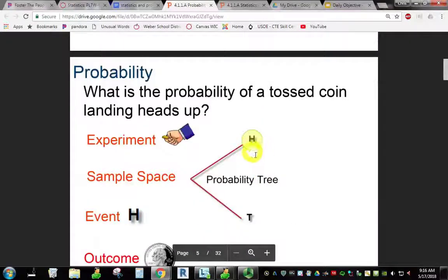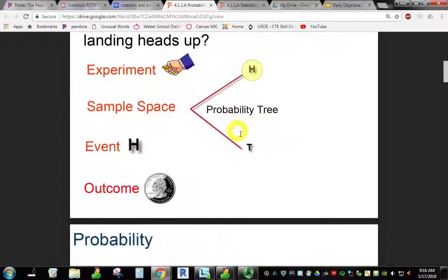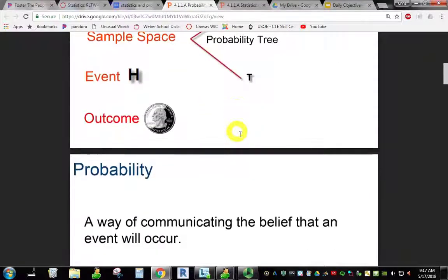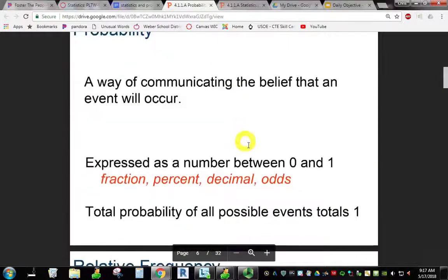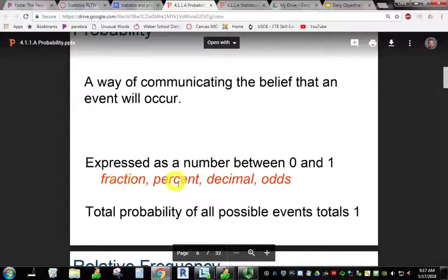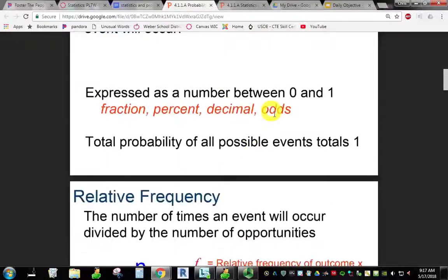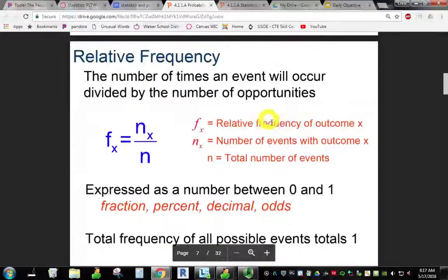Speaking of coin toss, this is like an actual event. If you look at your worksheet, the probability of tossing a coin 50 times and it landing heads up 27 times. We can report that several different ways: a fraction, a percentage, or a decimal, or even odds. And your first equation on your study guide should look like this.